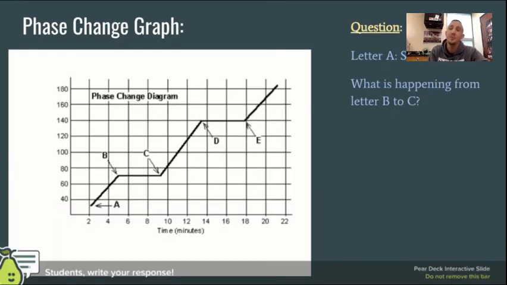So what is happening between B and C? If we're looking at this line from B to C, tell me what's happening. If I'm going from B to C, what is happening? So you can go ahead and pause the video. If you have to go back and look at your graph, do it.